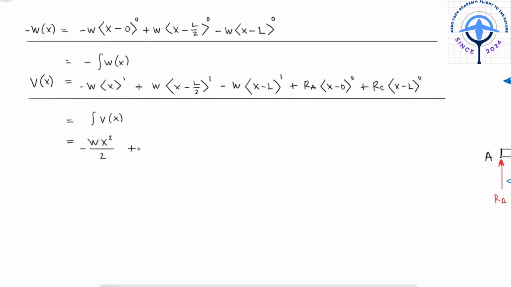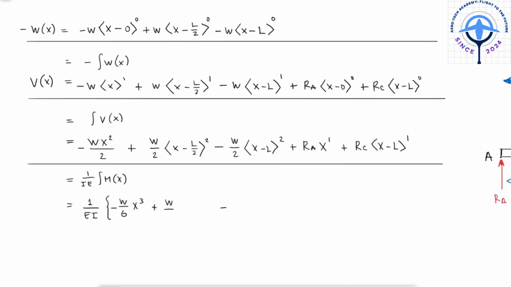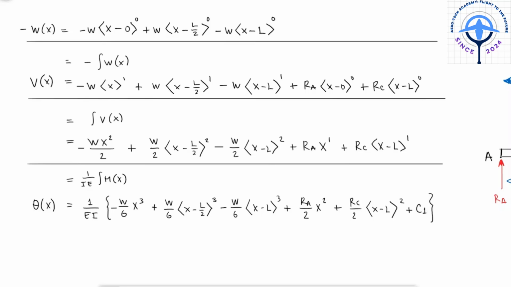Integrating again, we find the function for the bending moment. And notice that I didn't add any integration constants, as there are no external couples affecting the beam. Integrating one more time and dividing by EI, we find the function for the slope of the beam. The integration constant C1 will be found using the boundary conditions on the deflection and slope of the beam.